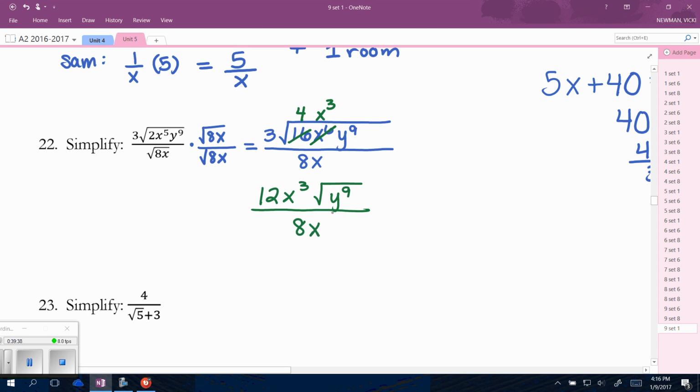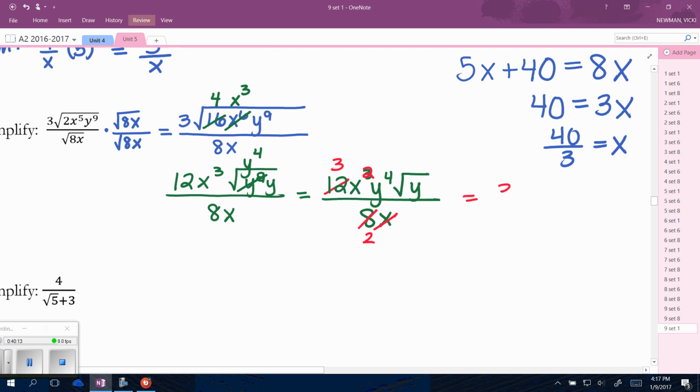You can simplify y to the 9th. Make that y to the 8th and y. So that becomes y to the 4th. So you have 12x cubed y to the 4th square root of y over 8x. Simplify. 12 over 8 is 3 over 2. X cubed over x becomes x squared. So your final answer is 3x squared, y to the 4th, square root of y, divided by 2.